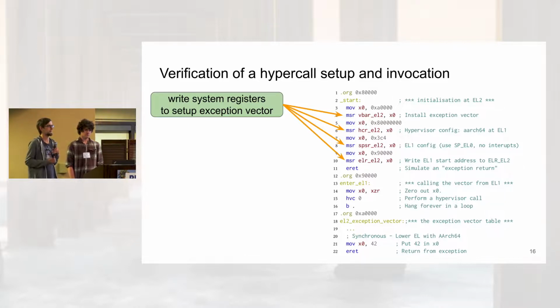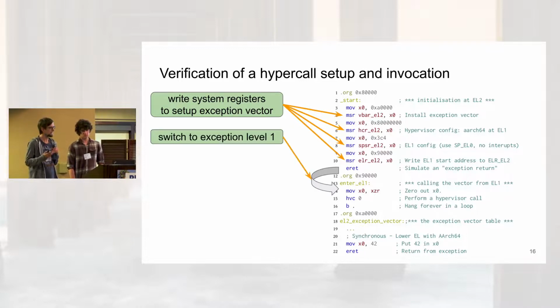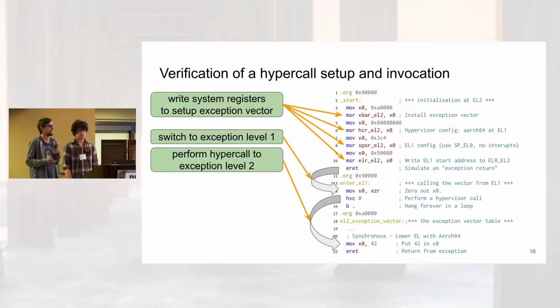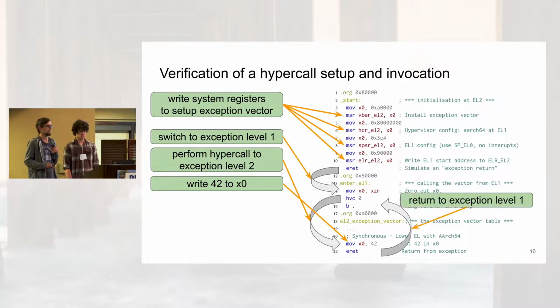So first, this code writes to some system registers to set up the exception vector. And then it performs an ERET instruction, which does a lot of things, but the main thing it does is it switches the exception level, so the privilege level, from exception level 2 to exception level 1. So you go from the hypervisor level to the operating system level. Then we directly do a hypercall back to exception level 2, back to the hypervisor, where we then execute the exception vector, which we have set up before, which just writes 42 to x0 in this example, and then returns back to exception level 1.